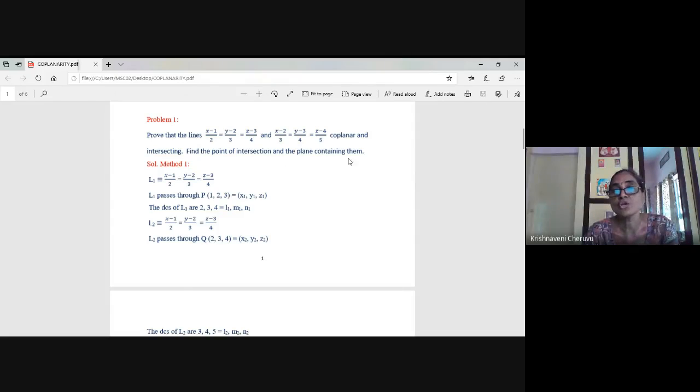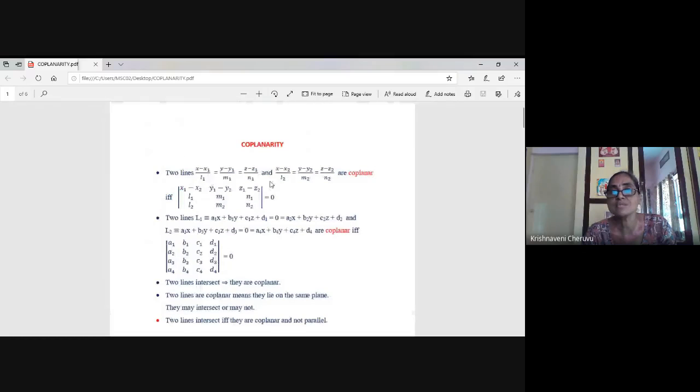Okay, so you can divide this problem into 4 steps, girls. Let us first check whether they are coplanar, meaning whether they are on the same plane. What formula do you have to use? Now both the lines are in the symmetric form. This is the formula I gave you. So this formula you have to use to check whether the given two lines in the symmetrical form are coplanar.